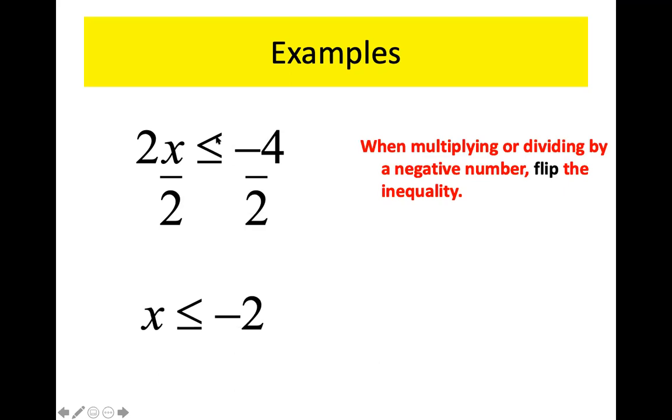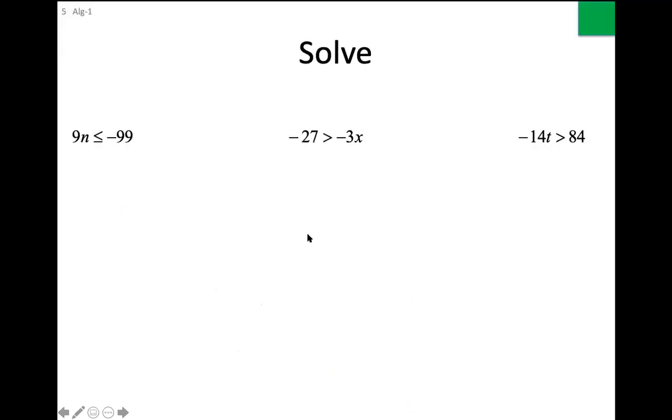We don't flip the inequality. Notice it's still less than or equal to. The only time you flip the inequality is when you decide to multiply or divide by a negative number. Just because the answer is negative doesn't mean we flip the inequality. This time we didn't divide by a negative, so we didn't flip it, even though the answer was negative. That's the most common mistake. Kids will see a negative number and think, oh, I have to flip the inequality. No, you flip the inequality when you multiply or divide by a negative number.